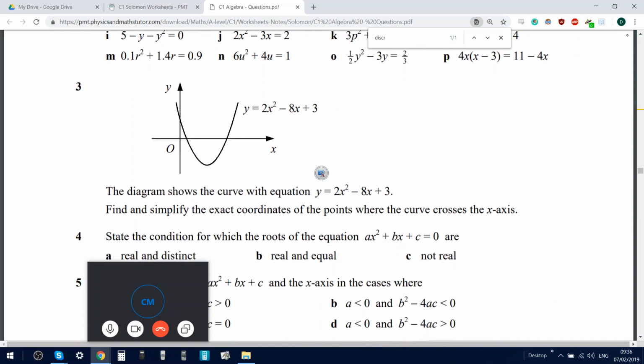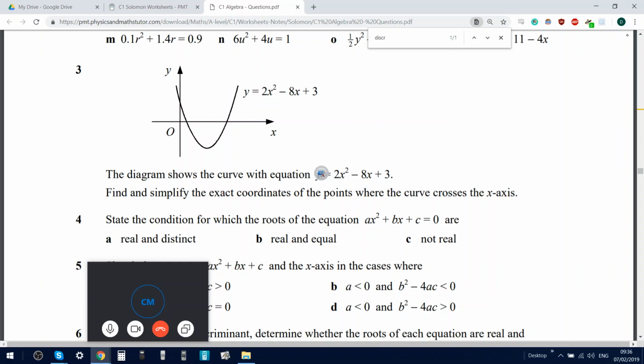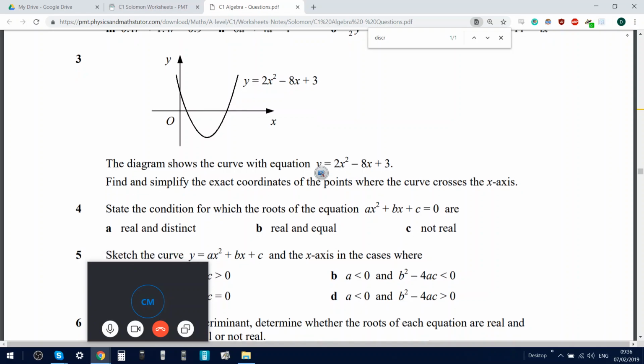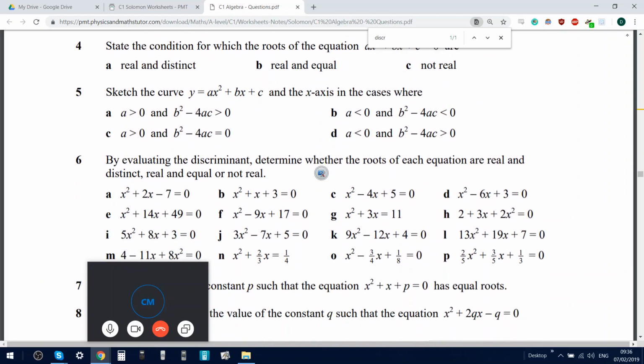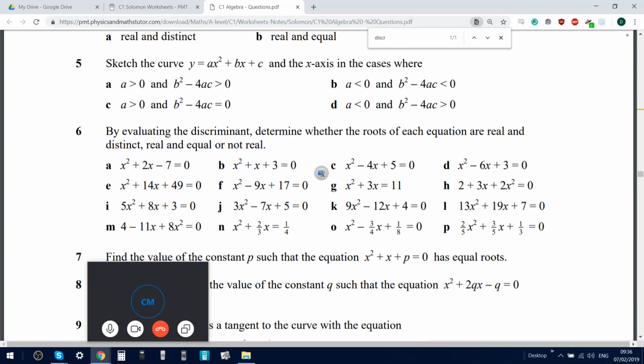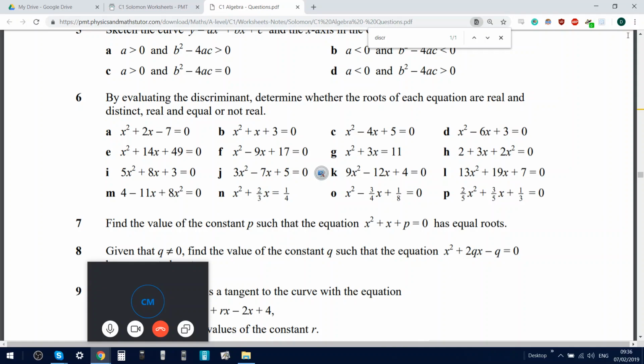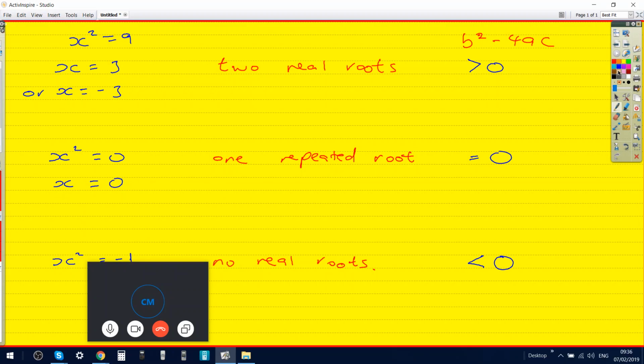So how many roots are there for question 3, just from looking at the graph? 2. Yeah, it crosses the x-axis in 2 places. Okay, and maybe I should also say you could match these up with graphs. So if you have a graph for the first one, that's going to cross in 2 places.